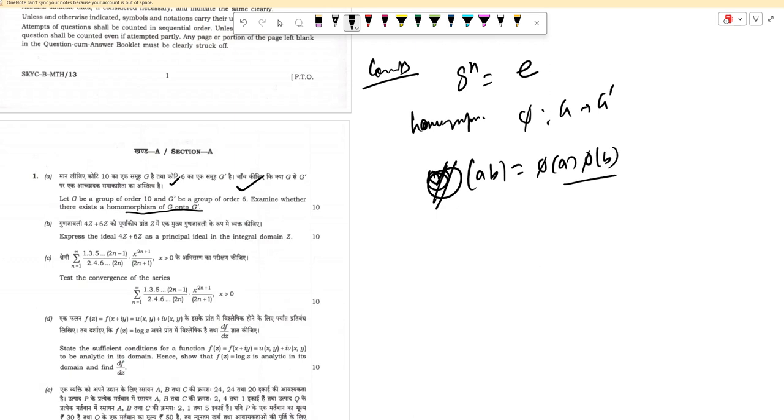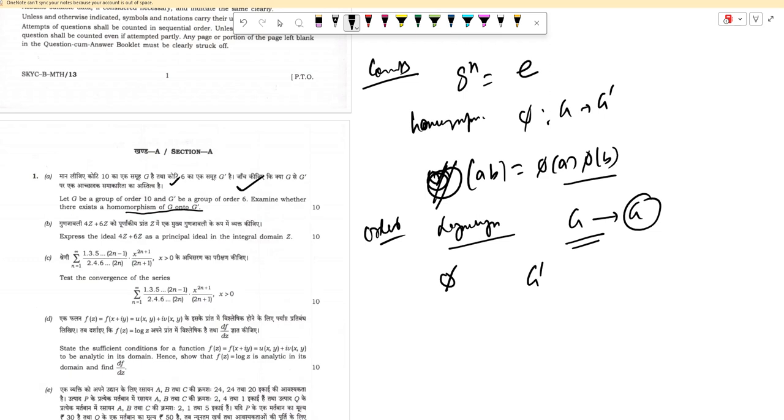So what is the order of the group? By Lagrange's theorem, the order of a subgroup divides the order of the group. So this is a subgroup. If phi is a homomorphism from G to G prime, then the order of G prime must divide the order of G.